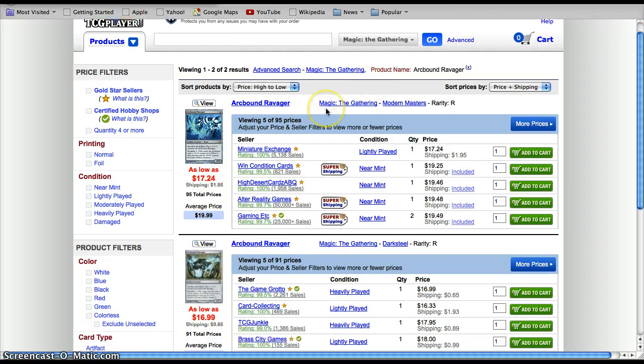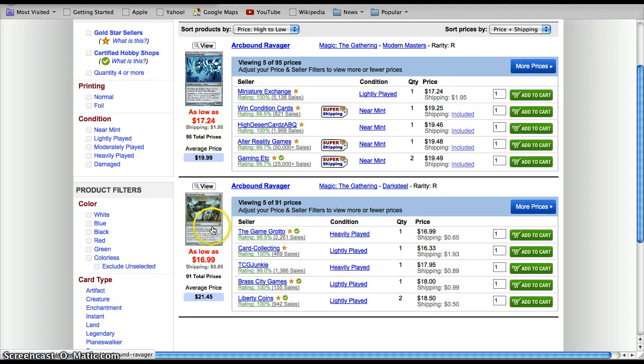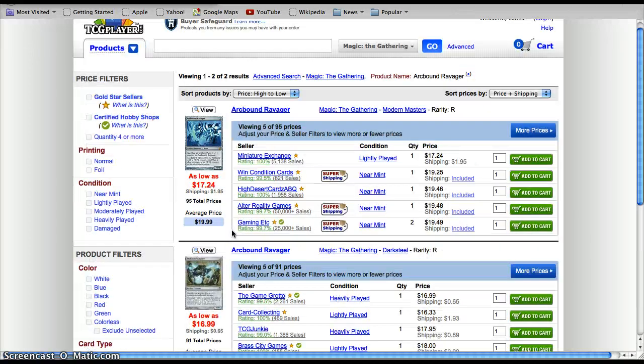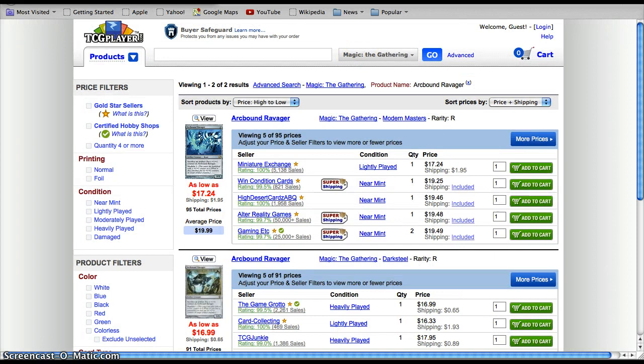Last up, we have Arcbound Ravager. This card doesn't need to be reprinted, I don't think. I mean, it's mainly used in Affinity, and that's its bulk place. But that being said, I could see it being reprinted, if only to enable an artifact theme, if they want to do something like that, if they want to have artifacts in Modern Masters 2 like they had in 1.